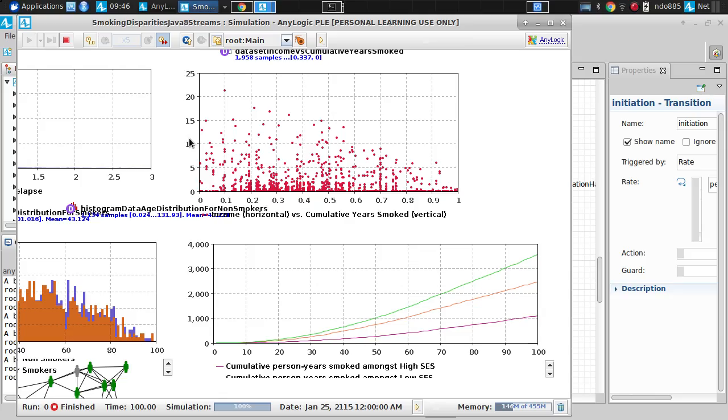So this is cumulative years that each individual has smoked, and this model stopped here after 100 years, but if we were to run it further on, we'd see some upwards movement. Here we see an illustration of the disparities associated with this model. This is cumulative person years smoked among high SES, and then we have cumulative person years smoked among low SES individuals. And you can see among low SES, the number of pack years smoked tends to be higher in this model.